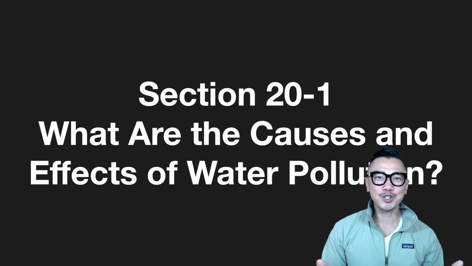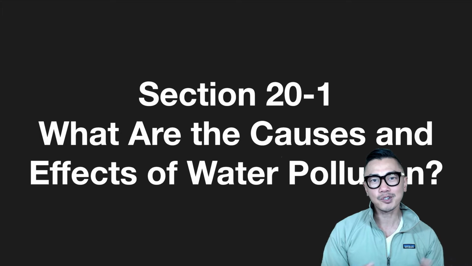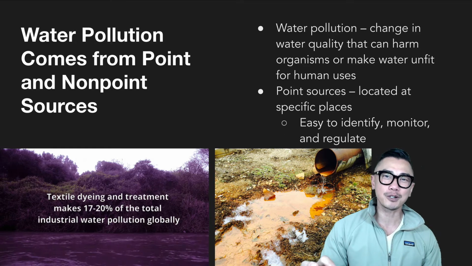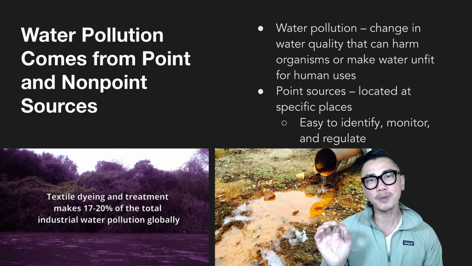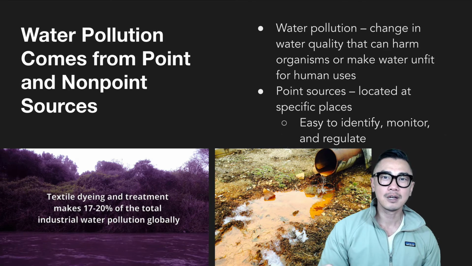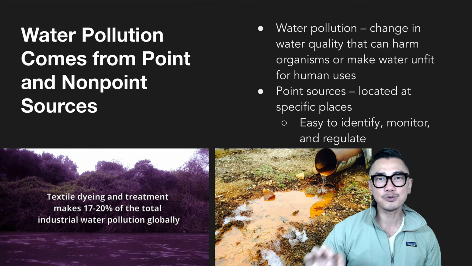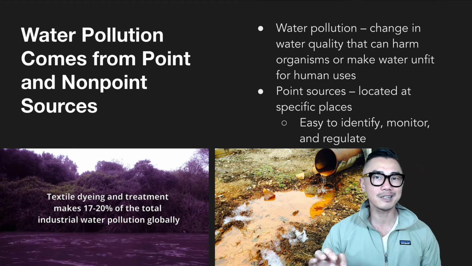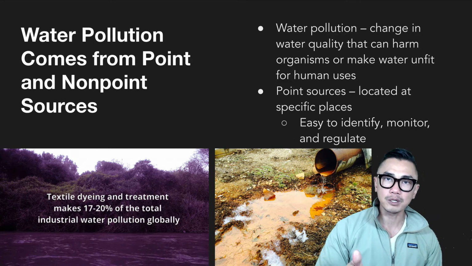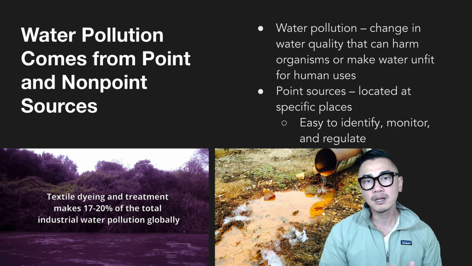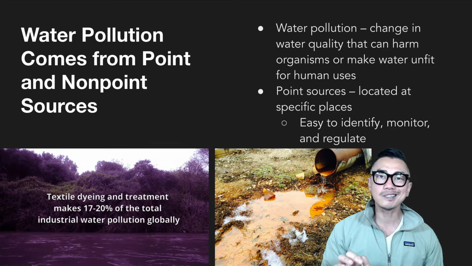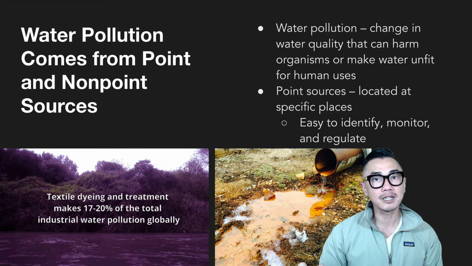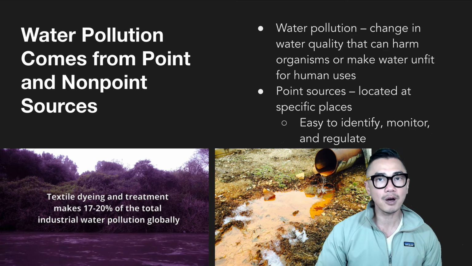In section 20-1, we'll talk about the causes and effects of water pollution. Water pollution is defined as a change in water quality that can harm organisms or make water unfit for human uses. Water pollution can come from one of two different types of sources. There are point sources of water pollution, which are located at specific places. You can point to where the water pollution is coming from. Point sources of water pollution are easy to identify, monitor, and regulate. The discharge pipe shown here on the right is an example of a point source of water pollution.